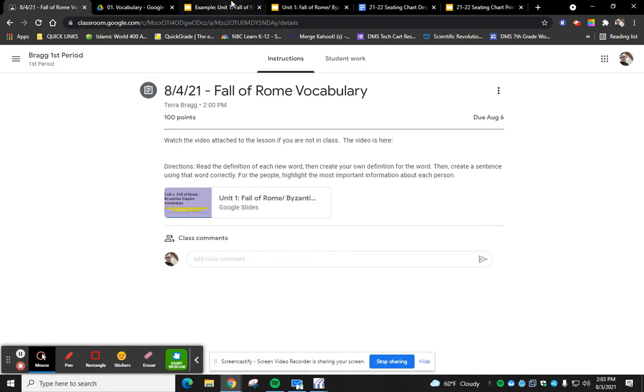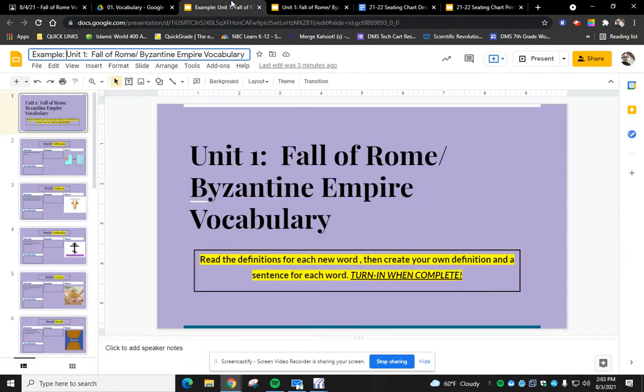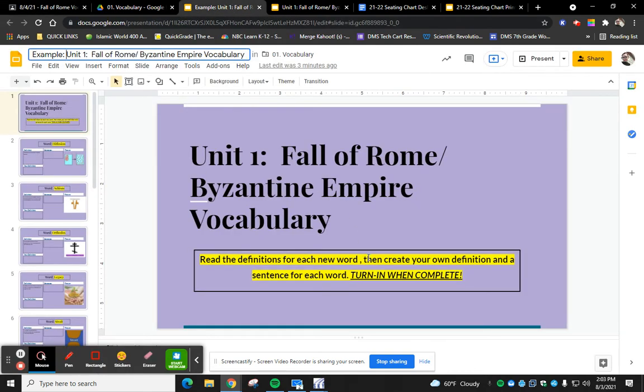I'm going to pull up the example I have because I don't want to mess with someone's work on accident. So this is what it should look like when you actually open it up. You should see a purple PowerPoint or Google Slides, and it says Unit 1, Fall of Rome / Byzantine Empire Vocabulary. If you notice, this is the exact same directions. Read the definitions for each new word, then create your own definition and a sentence for each word. When we are done with the entire activity, we're going to hit the turn in button.